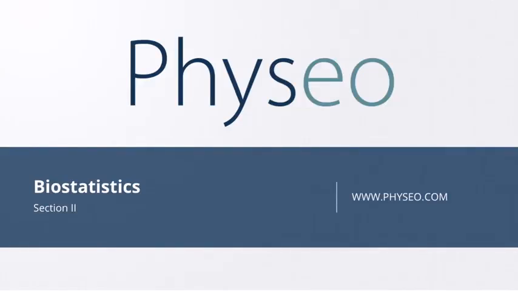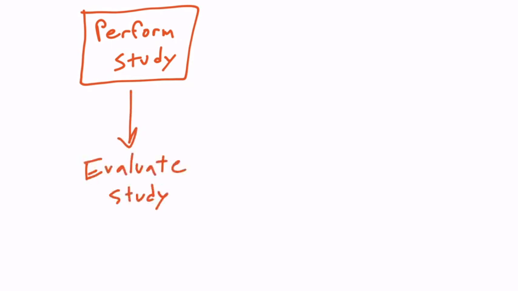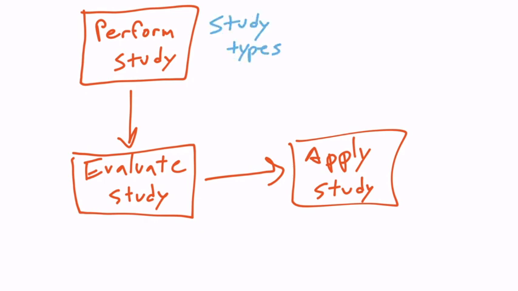Welcome to Section 2 of Biostatistics. Recall that we think of biostatistics in three arms. You perform the study, then you evaluate the study, and then you apply the study. In this lecture, we are going to discuss performing the study by discussing the different study types.